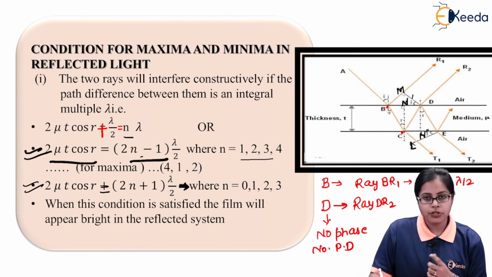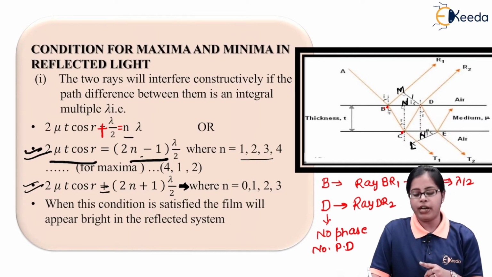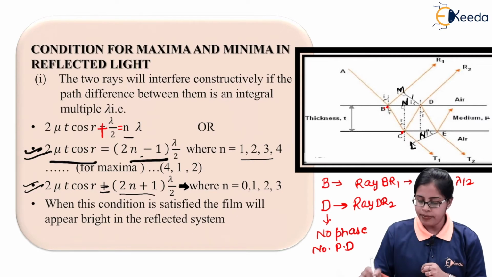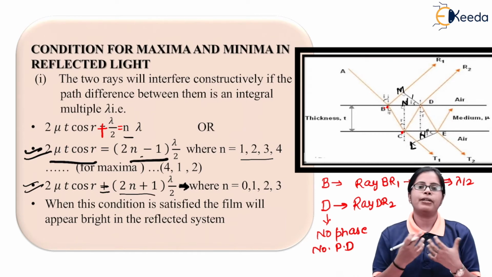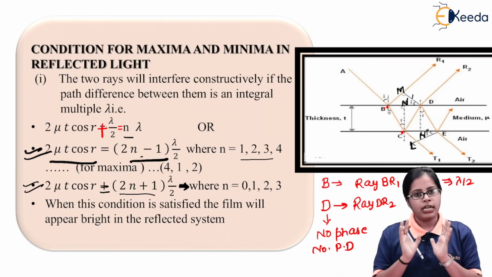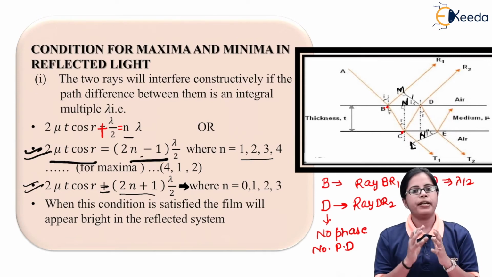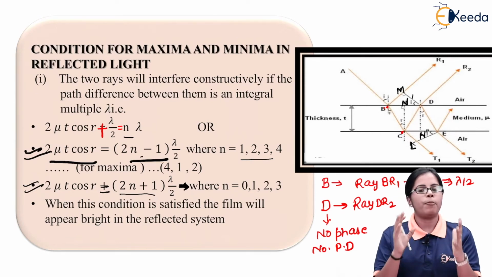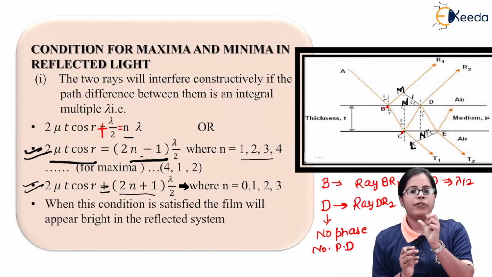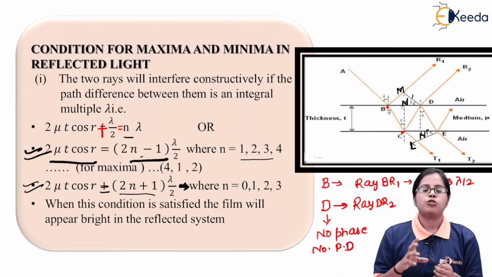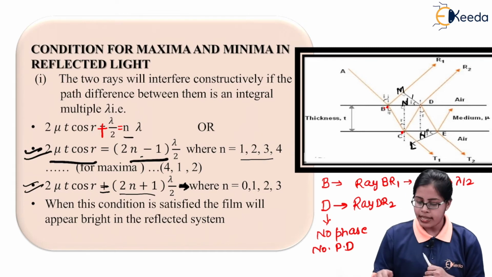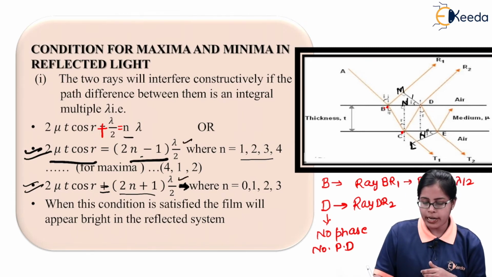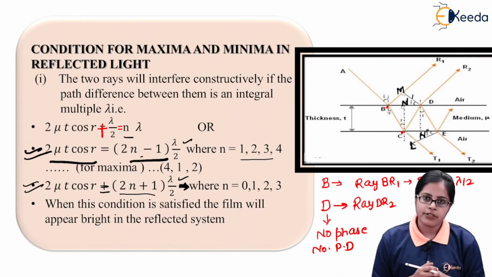Obviously, if you write this condition for minima, the n value is going to start from 1. But if you're writing this condition for maxima, it is going to start from 0, giving the same result, just two methods of writing the same equation. So ultimately you have to remember that the total optical path difference between the two reflected rays BR1 and DR2 should be an integral multiple of lambda to get the point as a maxima point or a bright band. And these are the final two equations for the conditions to be satisfied for a point to be a maxima point.